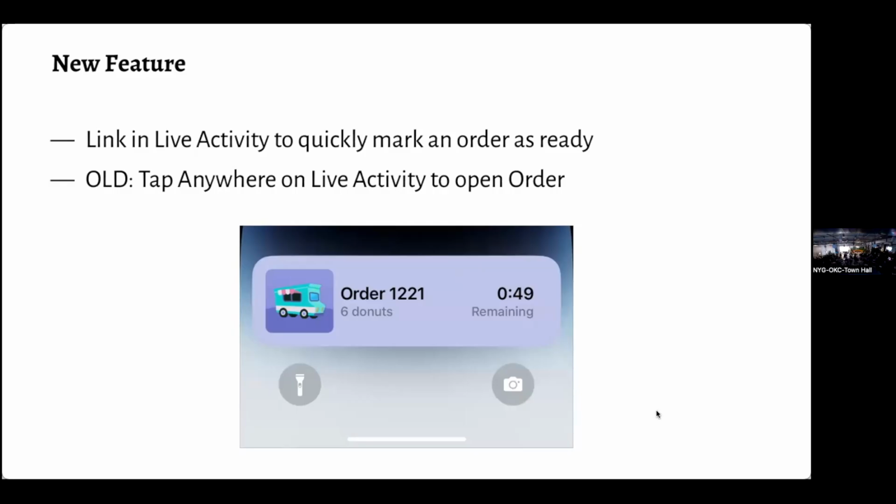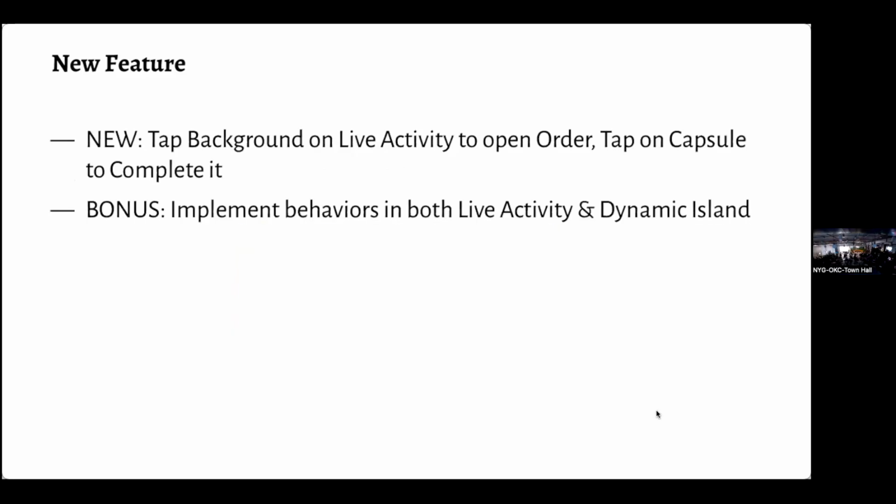So let's take this old live activity and add some functionality to it, such as a button to allow folks to automatically complete their orders. We're going to take that existing view and add a little link to it, and that will automatically complete it. We'll do that in the live activity, but maybe we'll also be able to do that in the Dynamic Island.